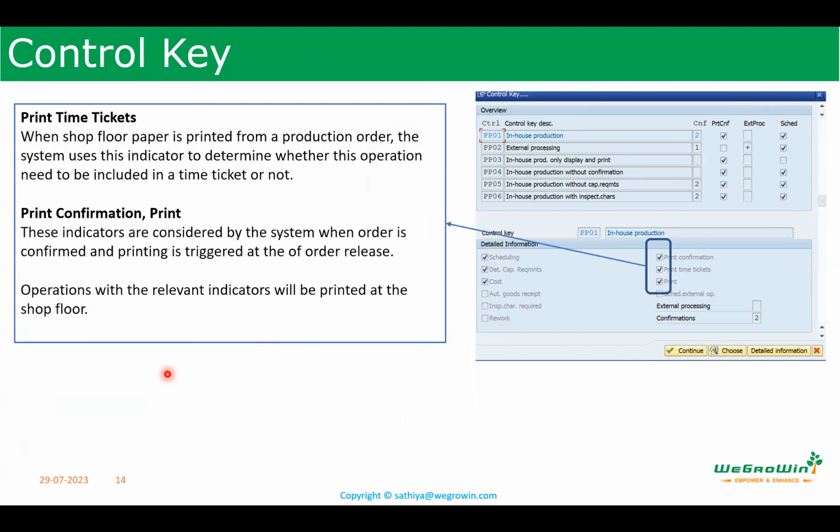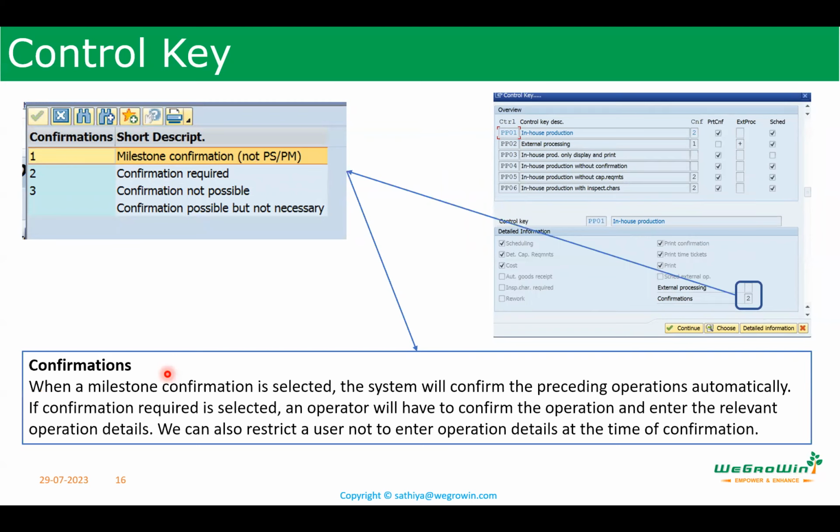Similarly, we have to do the time tickets. For example, when you do the production order confirmation, do I need to print the production order confirmation? And then the milestone confirmations. Like confirmation is, whatever operations we want to confirm or not, the system decides. Like this, many parameters are there.